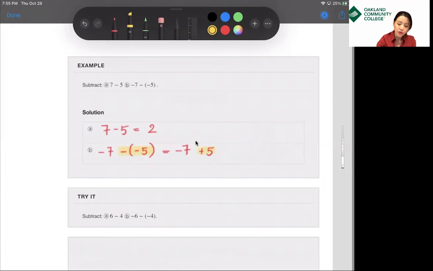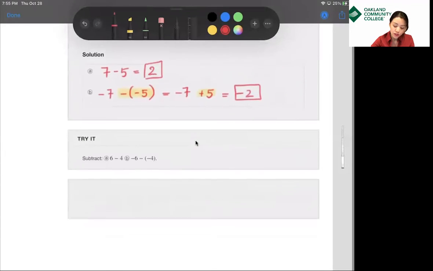So negative 7 plus 5: you have 7 red counters and 5 blue counters. Remove the neutral pairs. Now you have 2 red counters left, which is negative 2. Negative 7 plus 5 equals negative 2 because we have more negative than positive, so the sum will be negative. All right, let's try this one on your own.